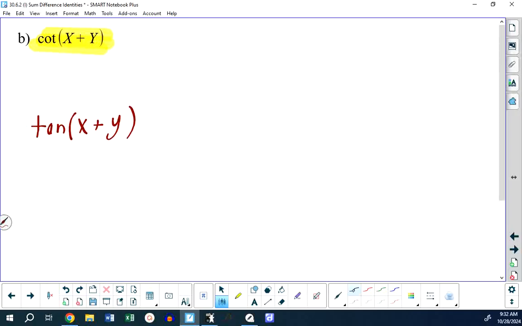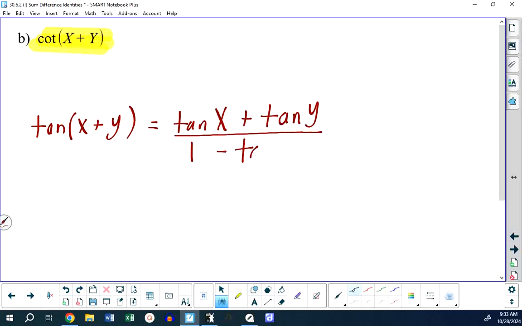There's another way you can do it, but this is just what I prefer. This is tan of x plus tan of y over 1 minus tan of x tan of y. This is the third time today we've used this identity. I'm pretty sure I have it right.